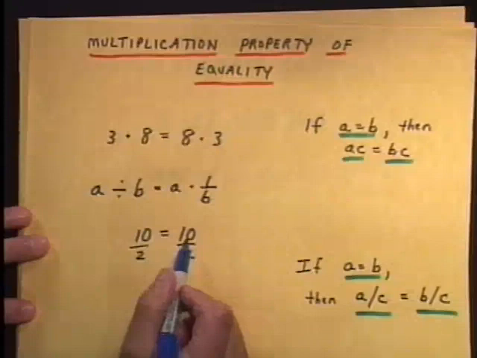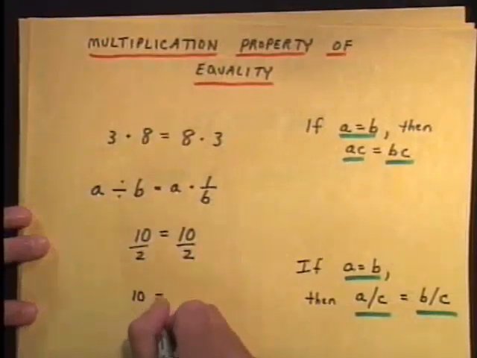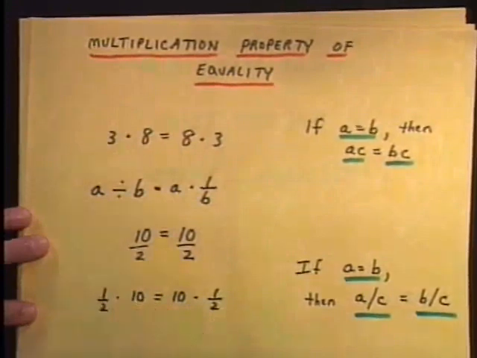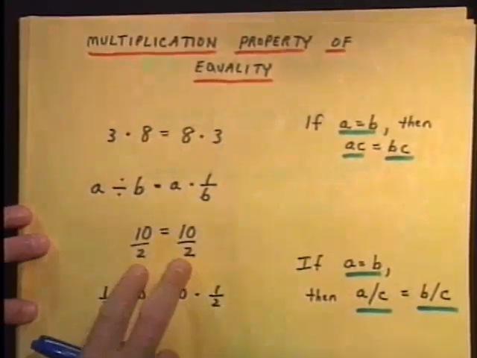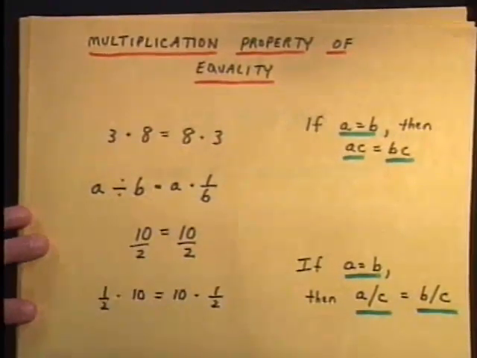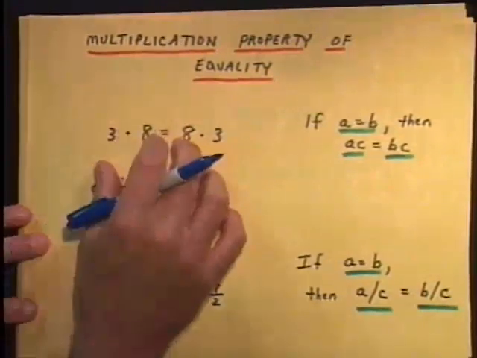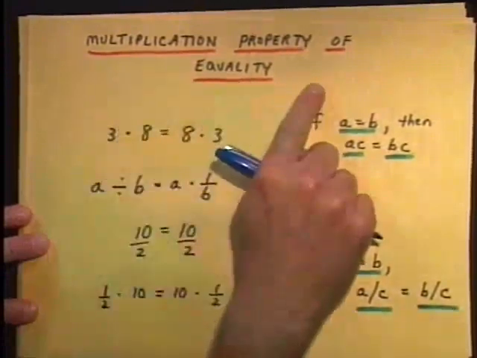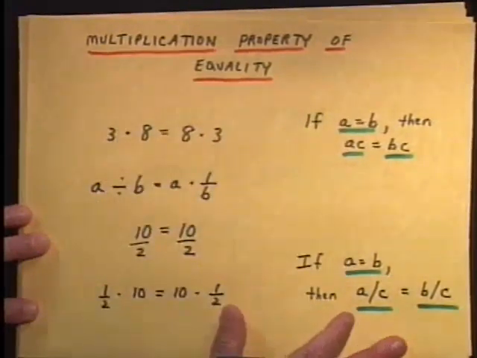So dividing both sides by 2 would be equivalent to multiplying both sides by 1/2, or the reciprocal of 2. Therefore, these go hand in hand. So the two properties we're going to talk about: the addition property, where addition and subtraction are included, and the multiplication property, where multiplication and division are included in that.